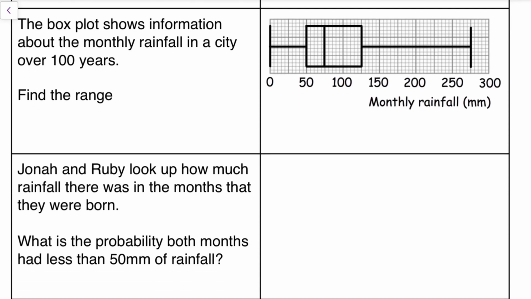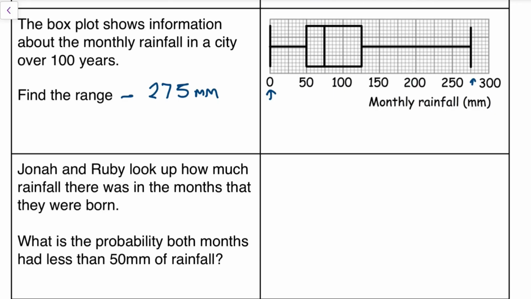Next question. The box plot shows some information about the monthly rainfall. Find the range. Well, this one's quite easy, isn't it? So the smallest number is 0. The biggest number, 275. So therefore my range is 275 minus 0, which is 275. It's a context question, so 275 millimeters. Not too bad.